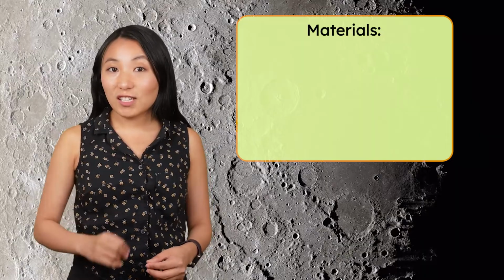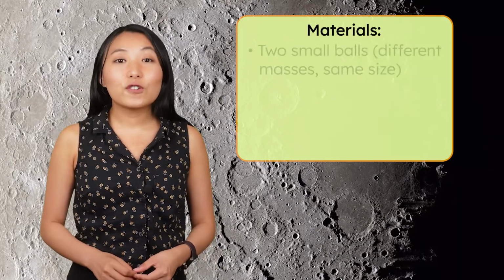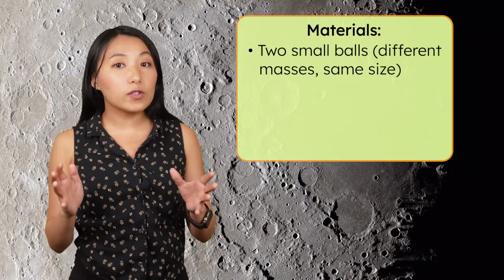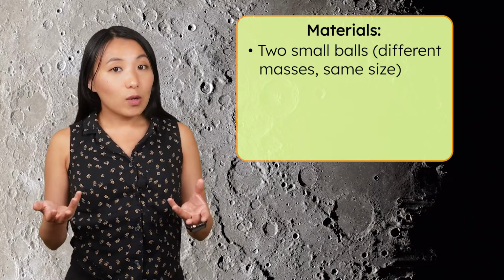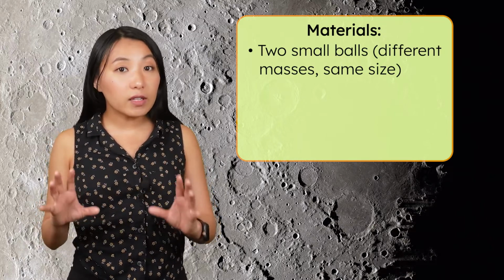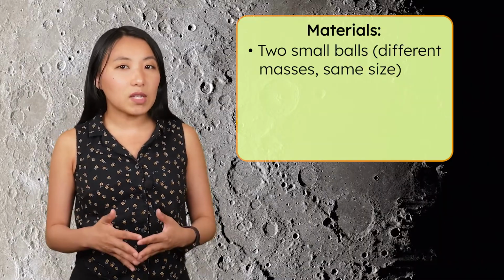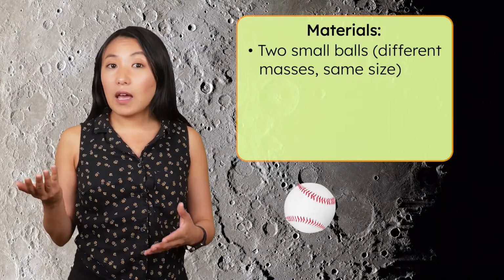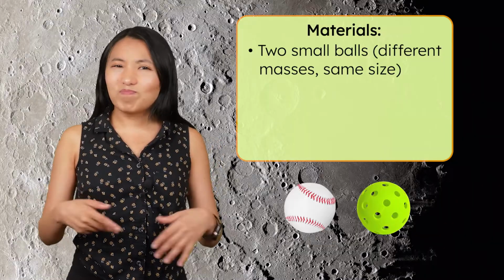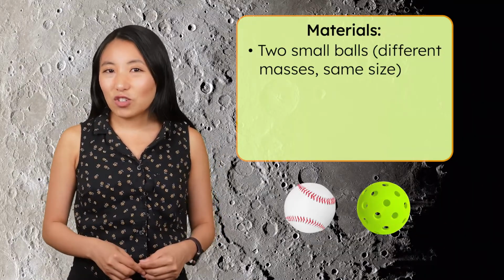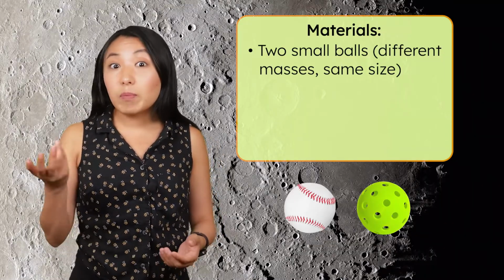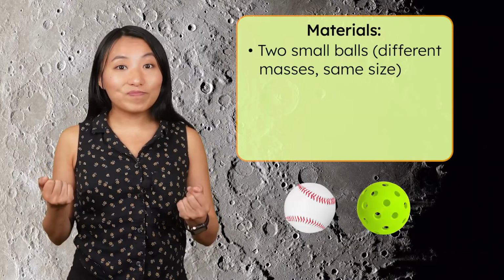To perform the experiment, you'll need some materials. Check to see if you have these at home. First, you'll need 2 small balls to represent the asteroids. One should have significantly more mass than the other, but they should be approximately the same size. A baseball and a pickleball will work well, but feel free to use any other combination that works, such as a ping pong ball and golf ball.